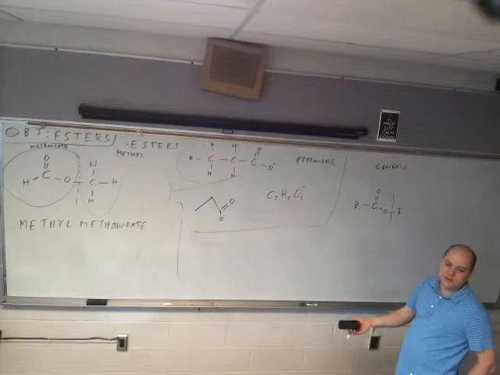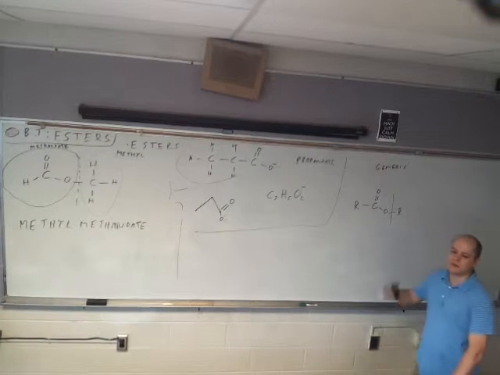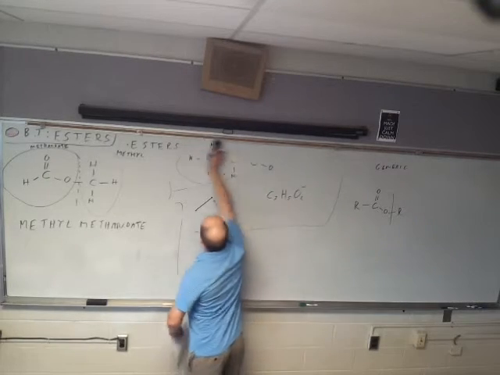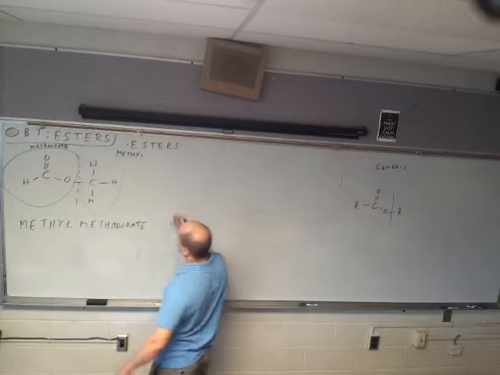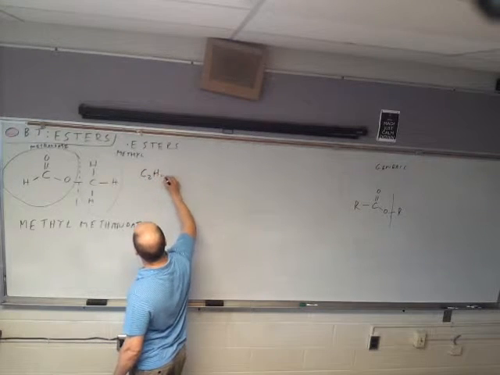So with every ester, you're just going to have 2 parts. One part's going to be an alkyl group, just a chain of carbons, and one part's going to be an ion. It'll have the 2 oxygens with it. I should write the formula down, right? C2H4O2.